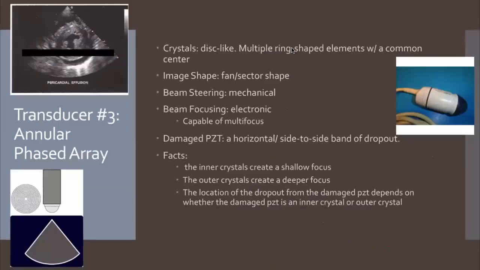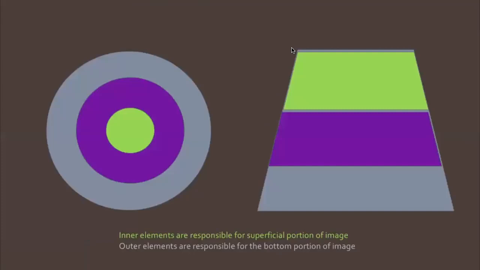remember. And then facts about this is that the inner sets of PZTs create a shallow focus. The outer crystals create a deeper focus. The location of the dropout from the damaged PZT depends on whether the damaged PZT is an inner crystal or an outer crystal. And then I created this image to show you what that means. So this is the inner PZT here, and this will affect the top of the screen. So if this inner green PZT is broken, the top of the screen will have the horizontal band of dropout.